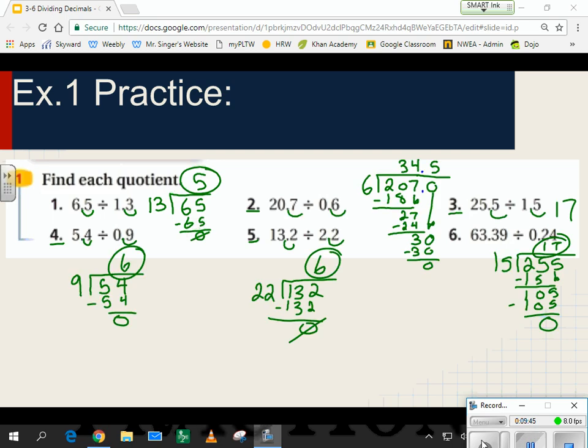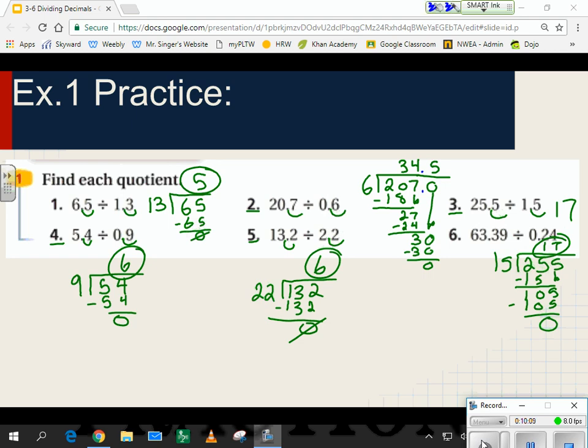So here are the correct answers for 2, 3, 4, and 5. So for 2, I saw I had to move the decimal point evenly both times, once. That left me with 6 divided by 207. I noticed that 6 goes into 20 3 times. 6 times 3 is 18, so I had a remainder of 2 and brought down the 7. And 6 went into 27 4 times, and then I was left with this 3 here.